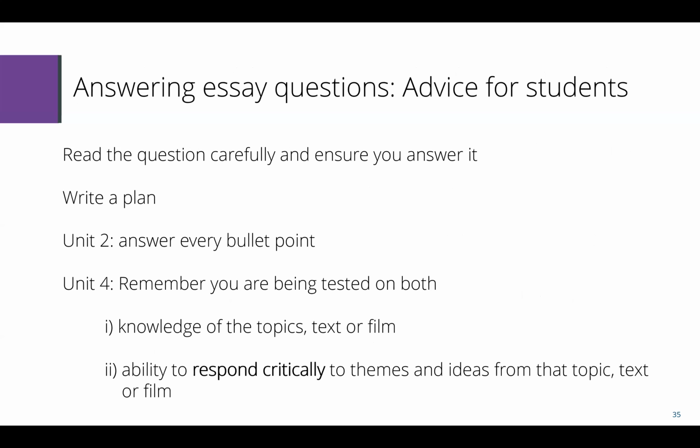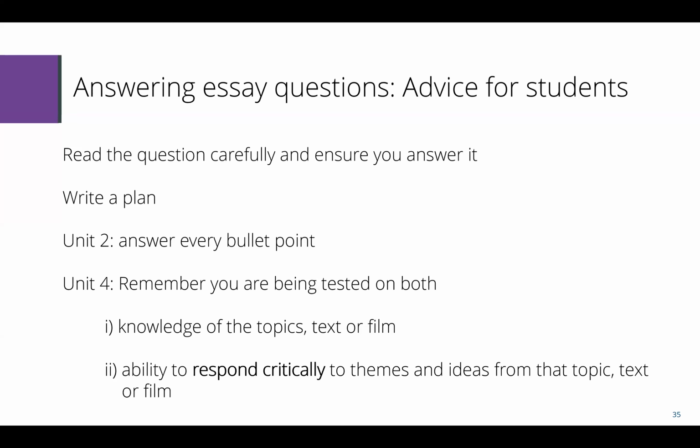Now, answering the essay questions, some advice for students. And the first point there is very interesting because they rarely, if ever, write a plan. And I think that can be a mistake for some students. You know, they sort of leap straight in.